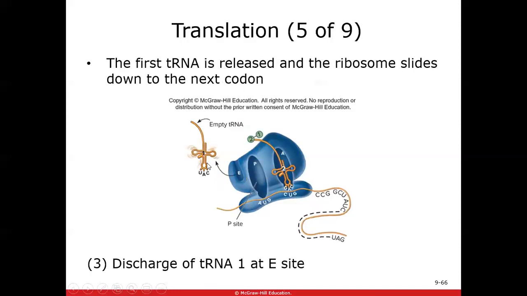Then the first tRNA leaves, and the next tRNA goes into the next site, which is called the P site. But now it has the two amino acids because it made a peptide bond from that first one. And then the ribosome will move along the line of this messenger RNA to grab the next codon, and it will fill the space with another tRNA that will correspond with that codon.